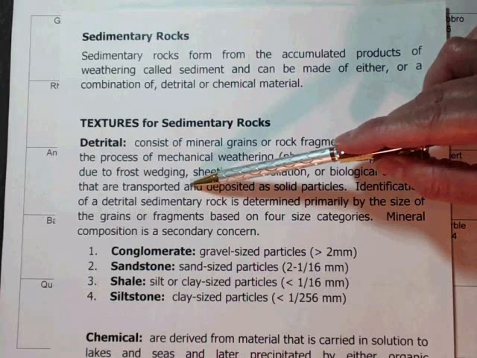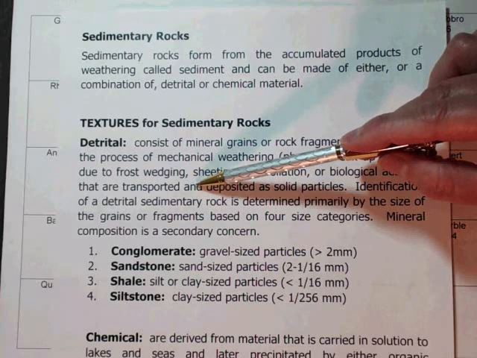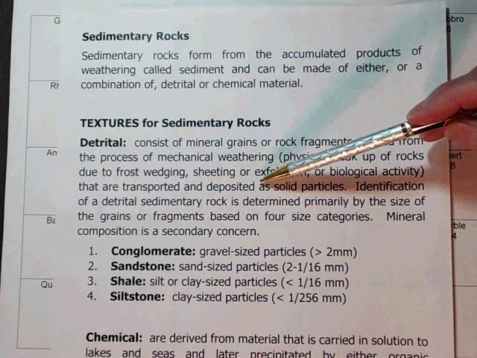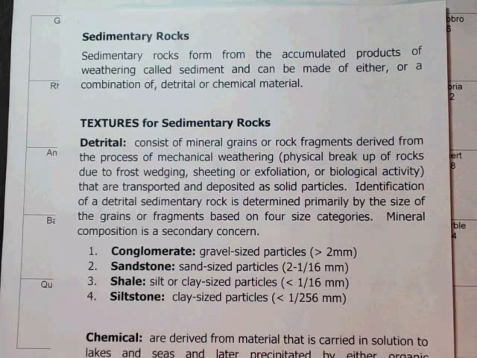Wind can transport sediment, as well as ice. Remember that and recall that from our rock cycle. And then they get deposited as solid particles. So the identification of our detrital sedimentary rocks is going to be due to the size of the grains or the fragments. And we've got 4 size categories.